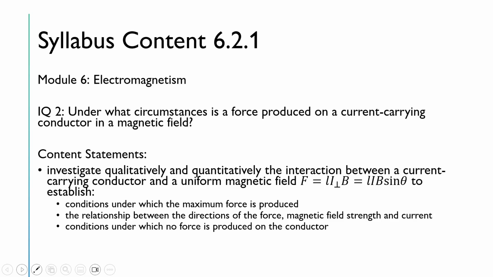in a magnetic field? The idea of applying a force to a current carrying conductor, a wire, by a magnetic field is called the motor effect and is the main concept covered in this second inquiry question. The first dot point gets us to look at the interaction between current carrying conductors and a magnetic field. And there's a formula there, F equals Li perpendicular B.